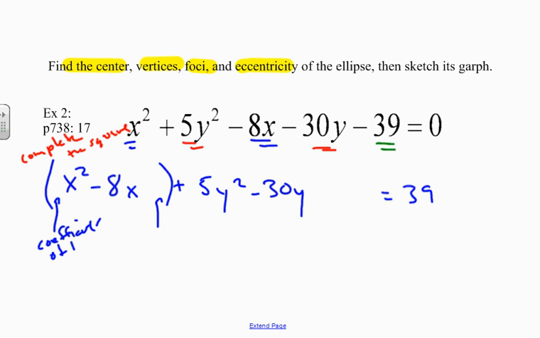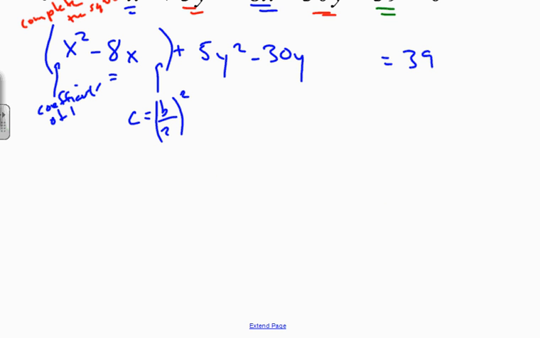Now from here we're going to find our c value. Once again, the c value is where we take our b value, divide it by 2, and then square it. That's how we get it. Now our b value that we're referring to is not the minor axis b value, but the quadratic b value. So it's that number right there, which is -8. We're going to divide by 2, so we have -4, and we're going to square it, and then what we have is 16.